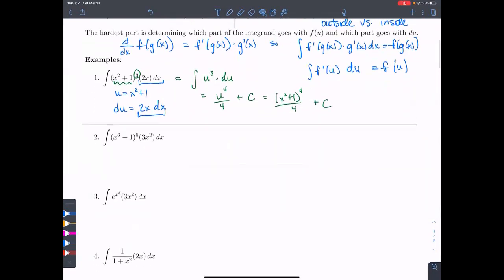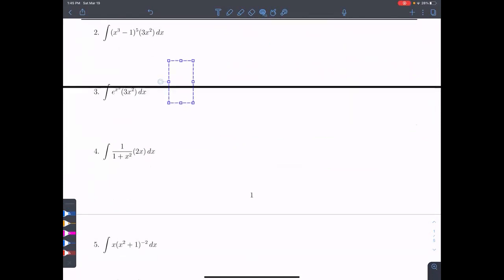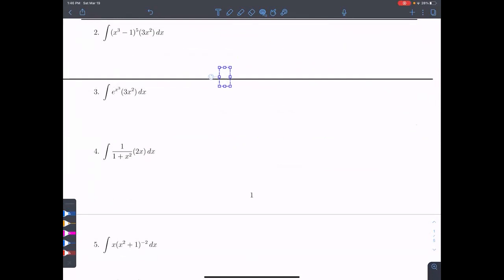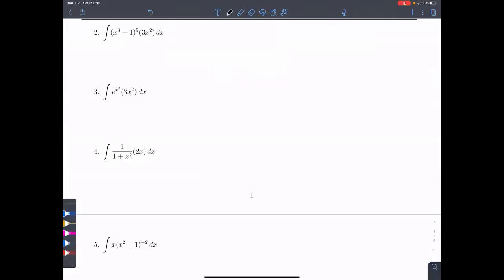Number 2, I'm actually going to make a bunch of these so I can separate this stuff. Oh my goodness. Why don't I just draw lines? Why don't I just draw more lines?